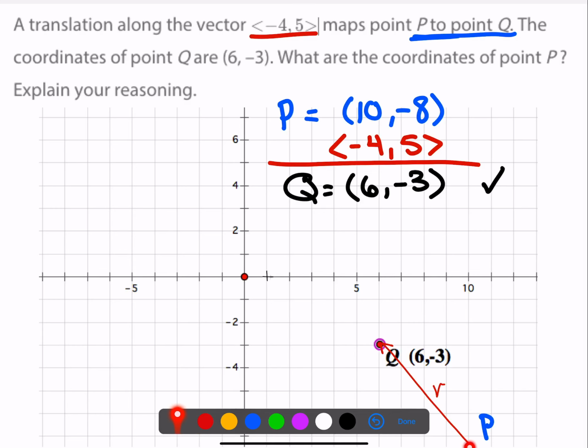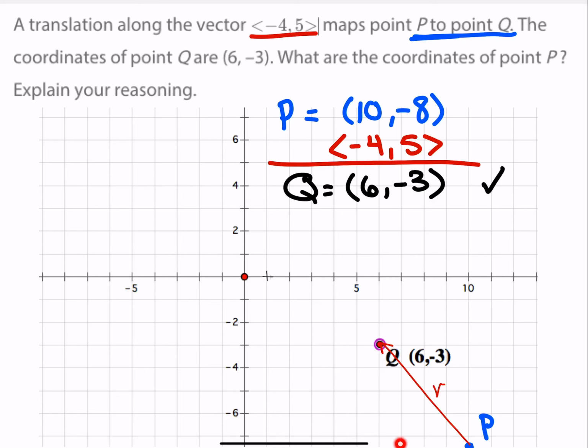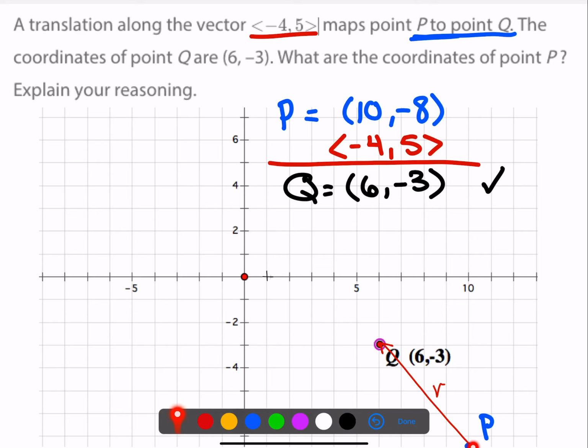Now if I go from point P to point Q following my vector, that's -4, so 1, 2, 3, 4, and then up 5, 1, 2, 3, 4, 5. That maps me at point Q, so point P is in the correct spot if I followed along this vector once again. So if I need to find my pre-image, I need to do the opposite vector. So I need to go the opposite direction. So if it was -4, 5, I travel along 4, -5. We're just going in a backwards process here.